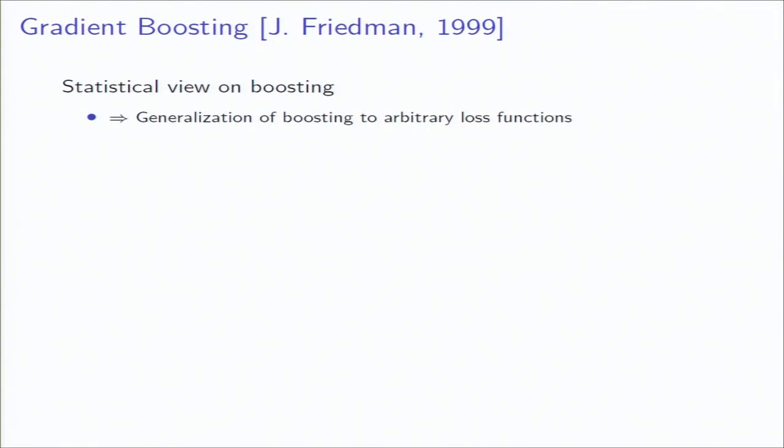And Freund and Schapire also won the Gödel Prize in 2003 for their work on boosting and AdaBoost in particular. This caught the attention of the statistics community, in particular Jerome Friedman, who looked at boosting from a statistical point of view, and his major contribution there was to generalize this boosting idea to arbitrary loss functions.